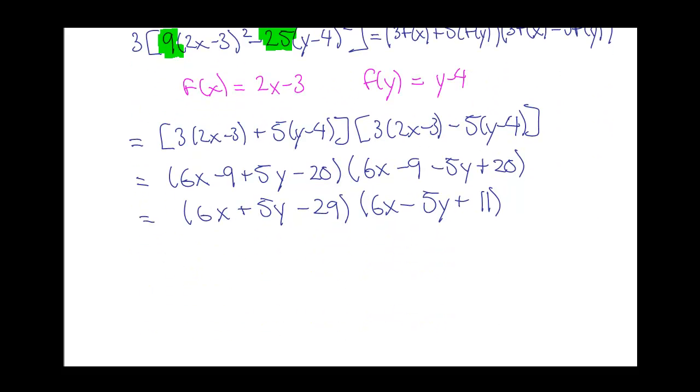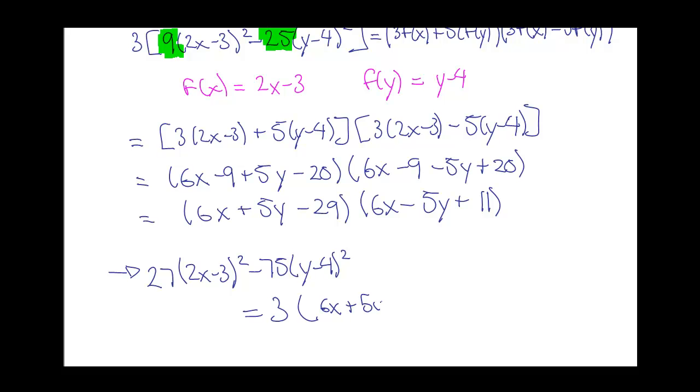But we can't forget that we did factor out a 3, so plugging our 3 back in, we find that 27 onto 2x minus 3 all squared minus 75 onto y minus 4 all squared factors to 3 onto 6x plus 5y minus 29 times by 6x minus 5y plus 11 as our final answer.